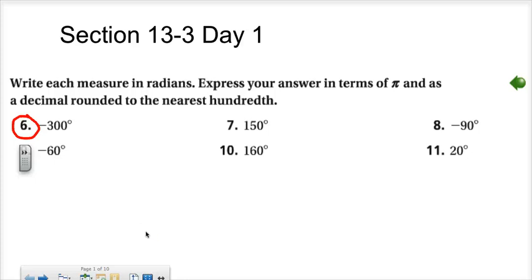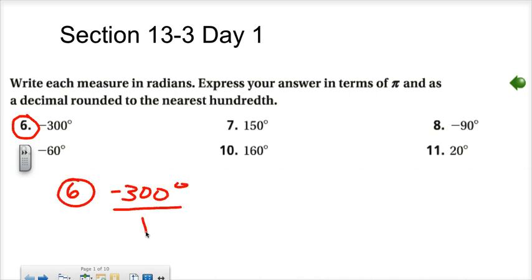These are the frequently asked questions for Algebra 2 for Section 13, 3-Day 1. Starting with write each measure in radians, express your answer in terms of pi, and as a decimal rounded to the nearest hundredth. So for number 6, we have negative 300 degrees.